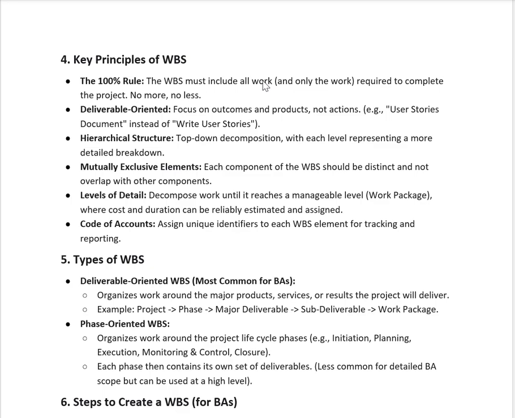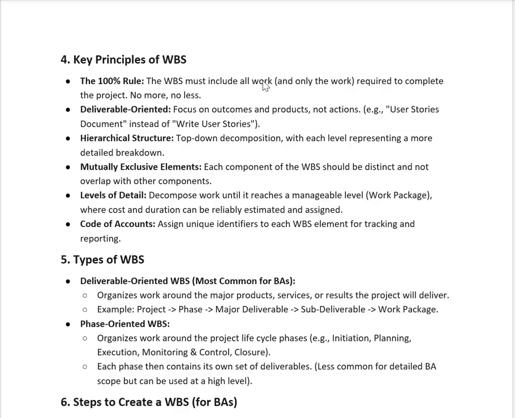Then the hierarchical structure: top-down decomposition, with each level representing more detail in the breakdown. It is considered to have mutually exclusive elements. Each component of the work breakdown structure should be distinct and not overlap with the others. So we should have separate phases. I'll show you how to do those phases. We have phases like requirement gathering, where we only gather the requirements; then design, where we only do the design; then coding is only done in coding; and then testing and deployment, and finally the production deployment support. So each task is separate, independent, and developable and testable, which we do in the work breakdown structure.